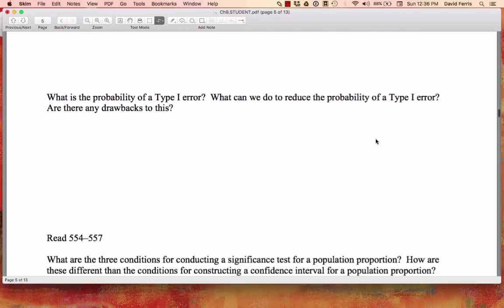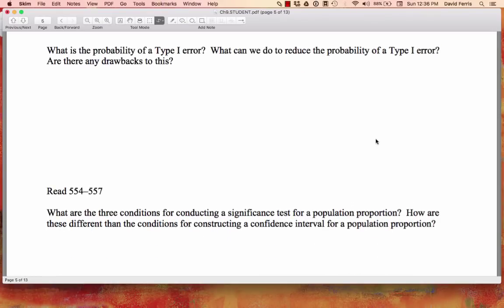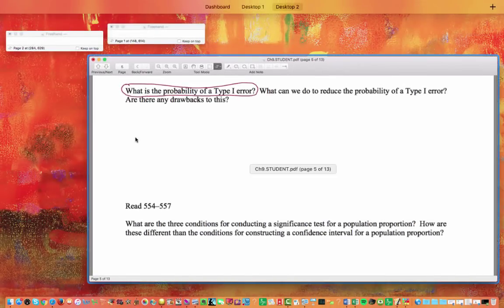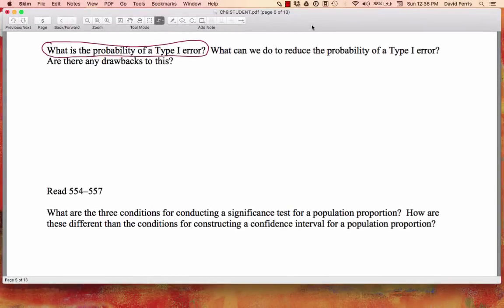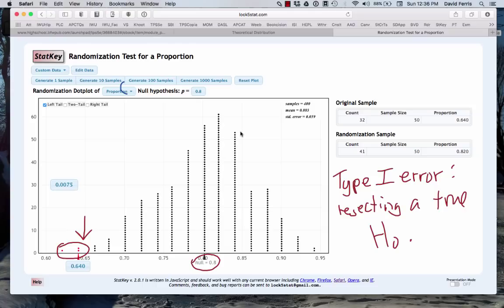One last thing I thought I would address is this next question. What is the probability that you would get a type 1 error? How often does that happen anyway? Well, for that, let's look at a simulation.